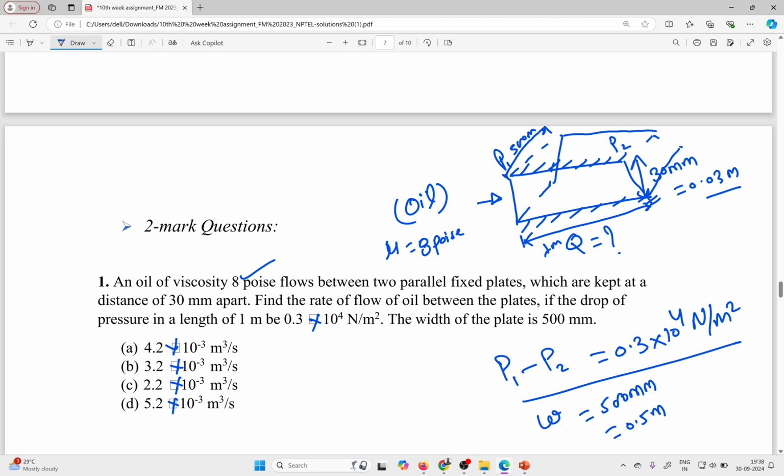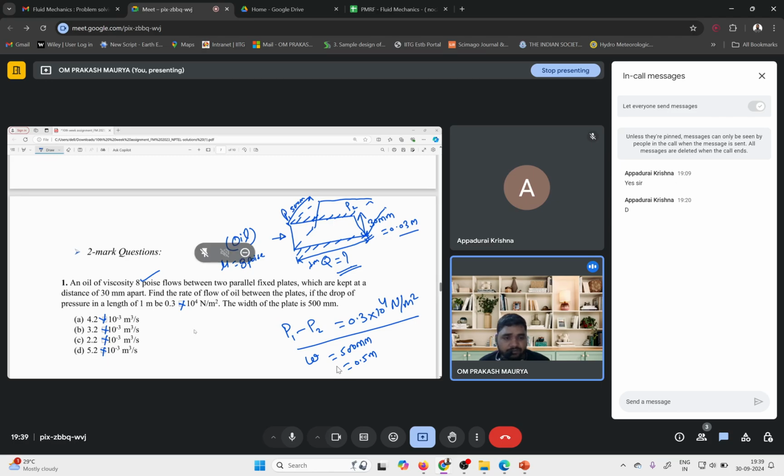The flow rate you need to calculate. So please just think on that. I have discussed a lot and have given you the hint. So please try to give your answer, then I'll discuss it.